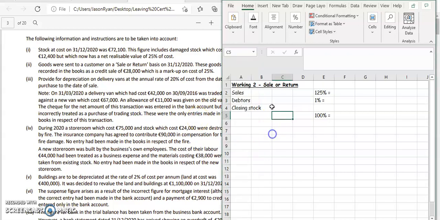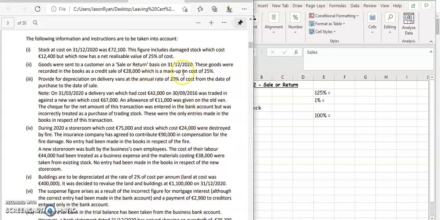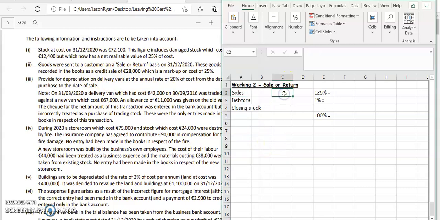And that's going to reduce our closing stock because these goods will be returned back to us if they're not sold. So with sale or return, every time, you're going to have your sales, your debtors, and your closing stock. Your sales is going to decrease by how much the credit sale was. So the credit sale was 28,000, so you need to take 28,000 away from our sales.